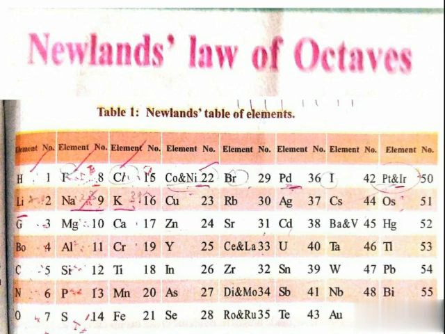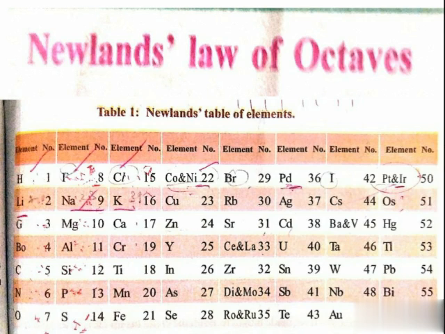I will explain with this table. Every eighth element starting from a given element resembles the starting element in its properties. He arranged the elements in the increasing order of their atomic weight, and they fall into 7 groups. The first element and the eighth element have similar properties.